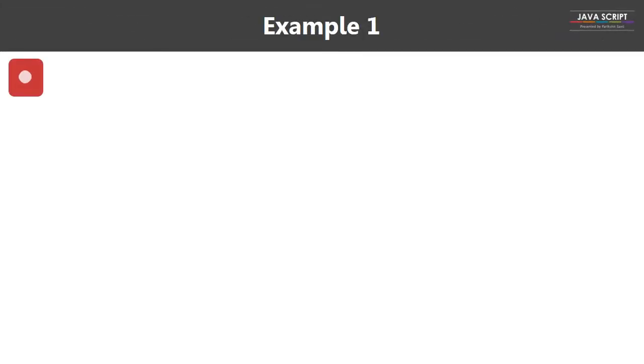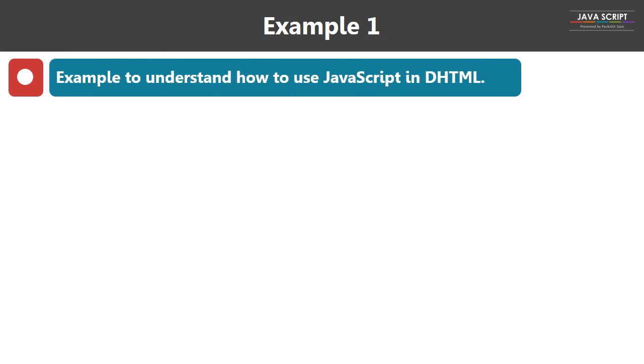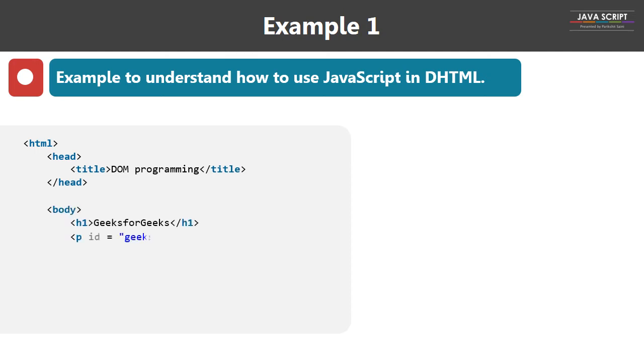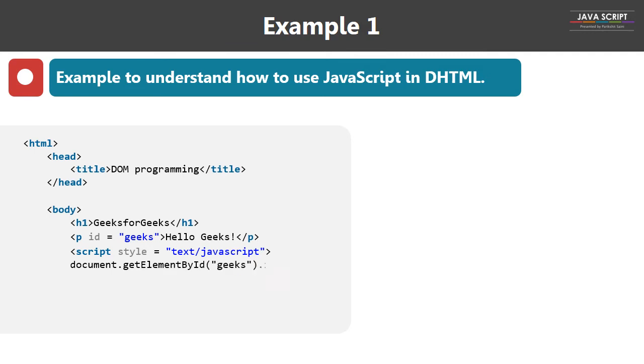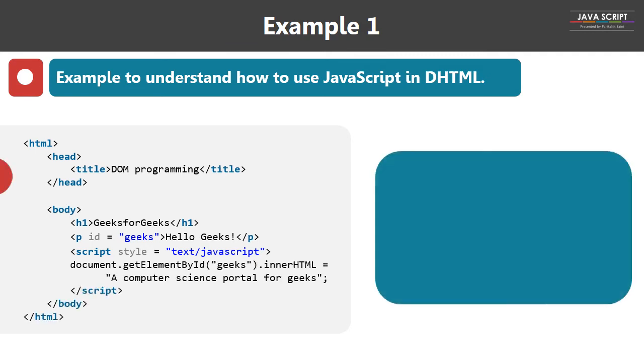So here is an example to understand how to use JavaScript in DHTML. Now look at this input. Now look at the output of this program.